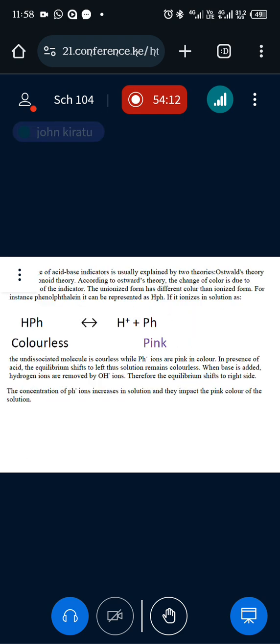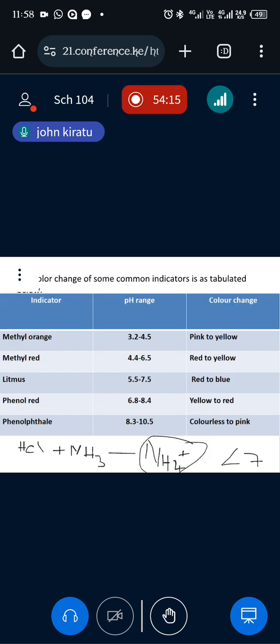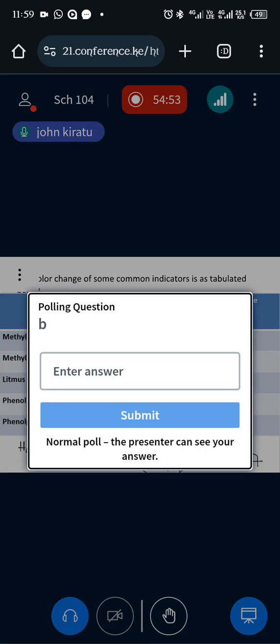Now, having known that it is equal to 7, quickly, because we have less than 2 minutes before we are thrown out of the class, I'll stop that poll and start another. Tell me for part B, which indicator can be used? We have said it is equal to 7. Your answer should be either methyl orange, methyl red, litmus, and so forth. I've started the poll. We have less than a minute.